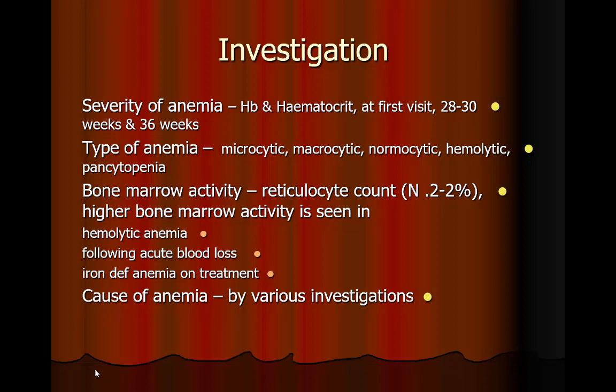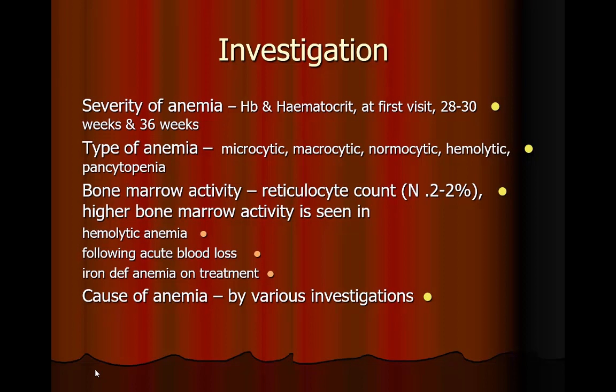For types of anemia, we depend on the blood film in order to know the type, whether it is microcytic, associated mostly with iron deficiency, or macrocytic, associated with B12 and folate deficiency. Normocytic may be related to acute blood loss. Hemolytic or pancytopenia may be related to bone marrow failure, or to HELLP syndrome as in preeclampsia.